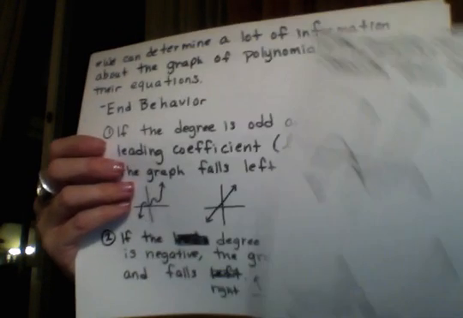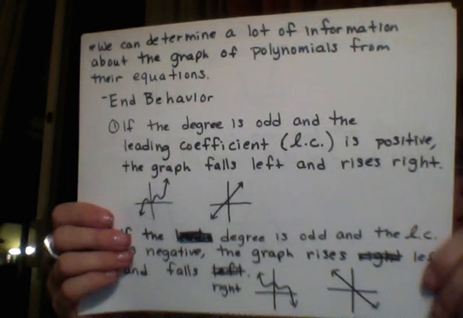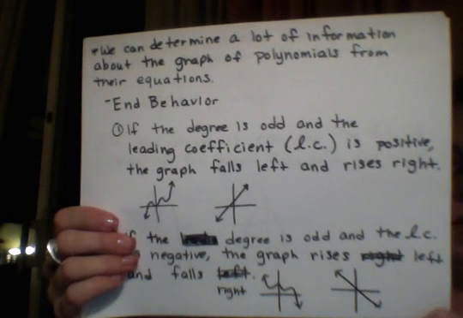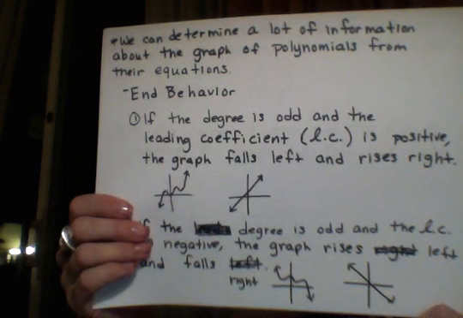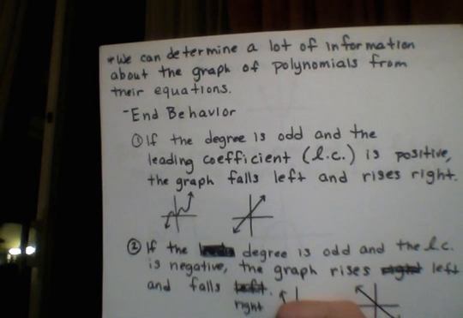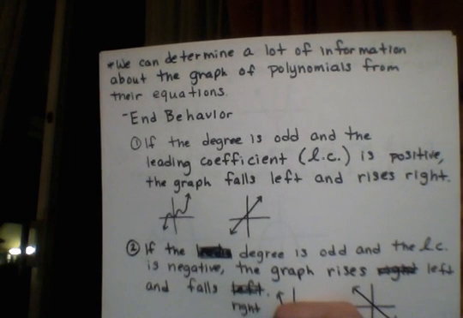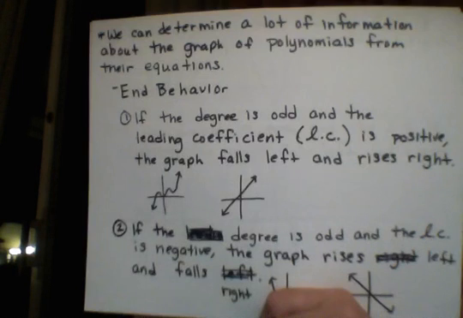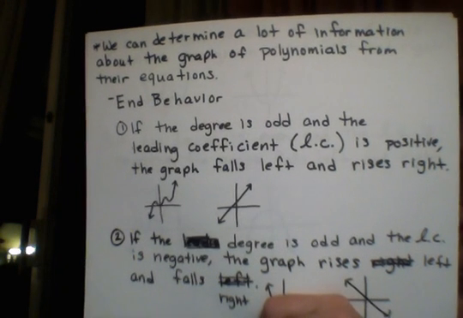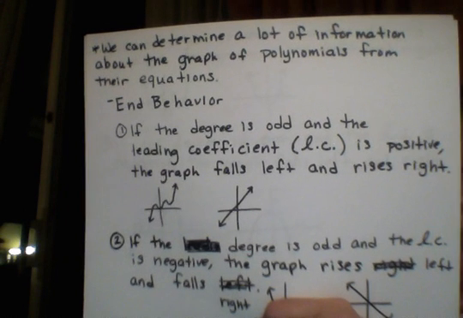We can determine a lot of information about the graph of polynomials from their equations. The first thing we're going to talk about is the end behavior, which means what's happening on the far left and what's happening on the far right-hand side of the graph. That's the end behavior. And this becomes really important when we get to calculus. Actually, thinking about end behavior has a lot to do with limits, but we'll talk about that later. So, there are 4 different possibilities.